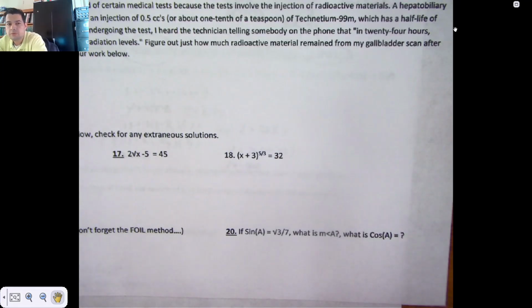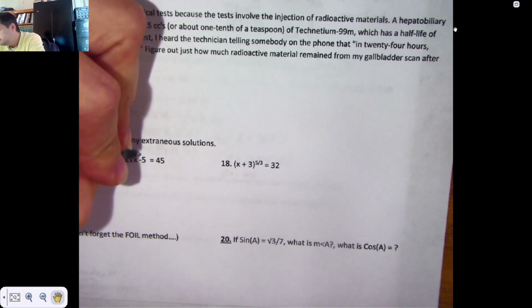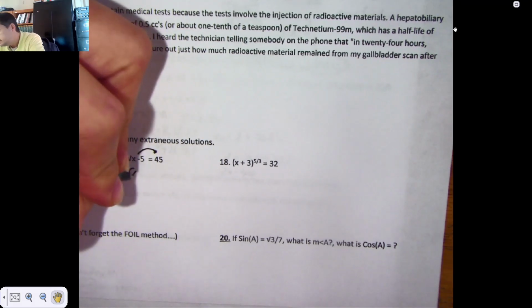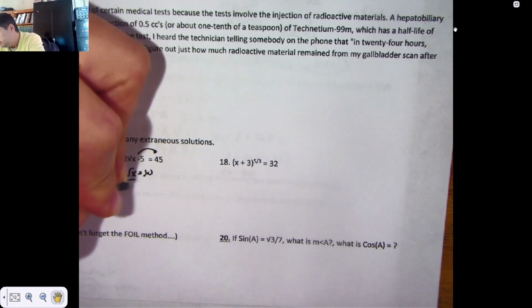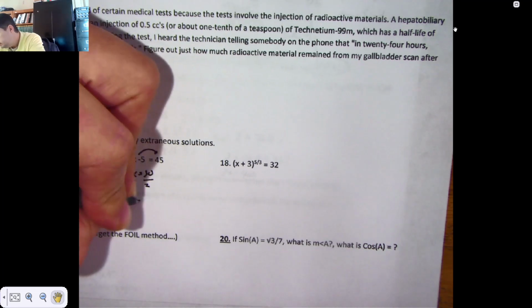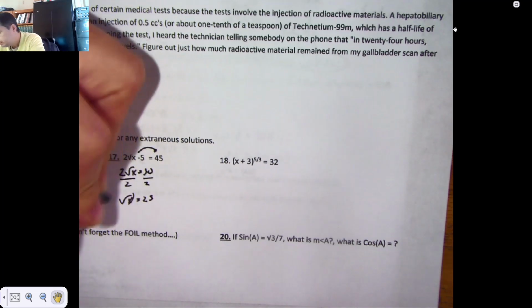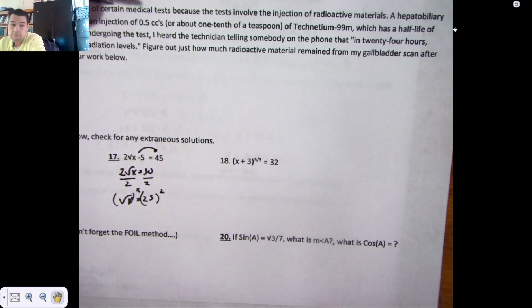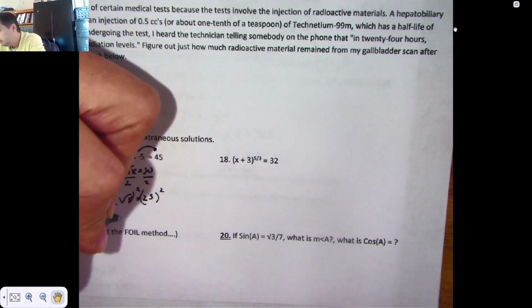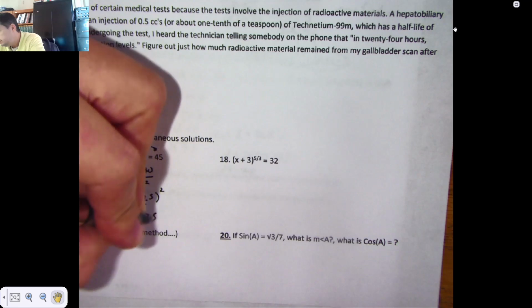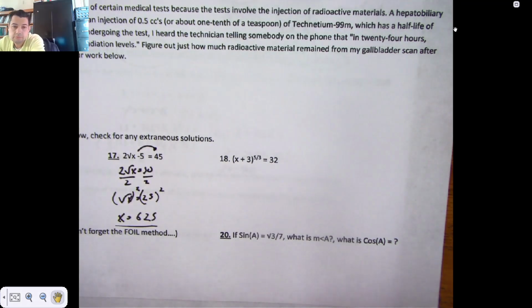See, 17 and 20 are chosen. You're supposed to check for any extraneous solutions. Pretty simple little problem. Add 5, 2 root x is 50. Divide by 2. Root x is 25. Counteract square rooting by squaring. A little big. x is 625. That is not going to be extraneous.